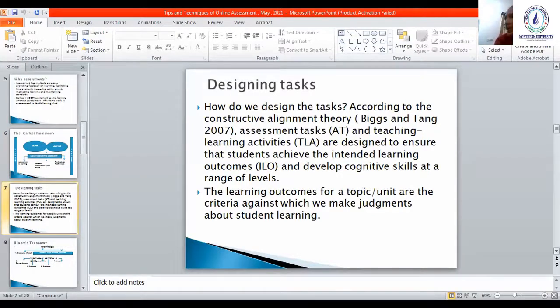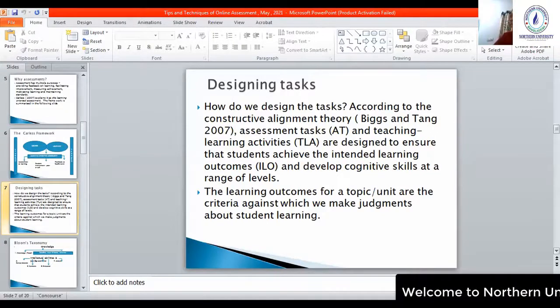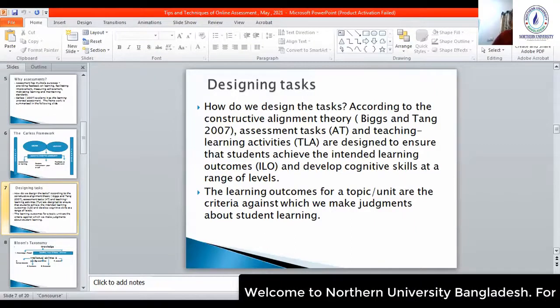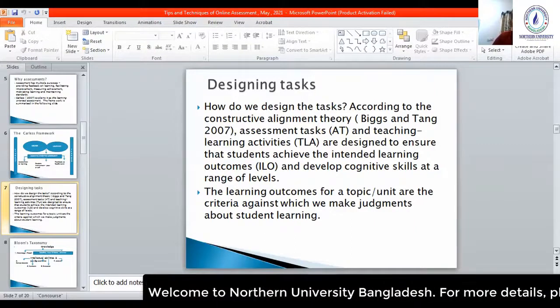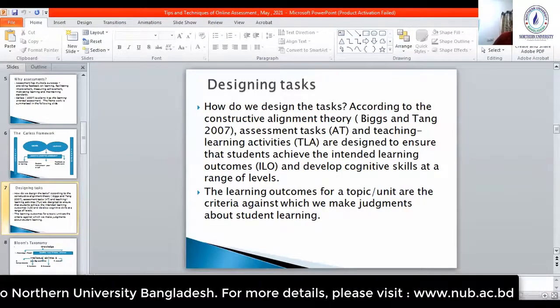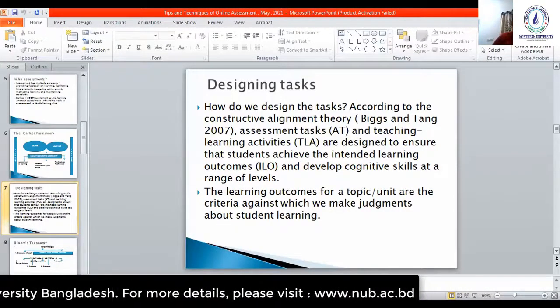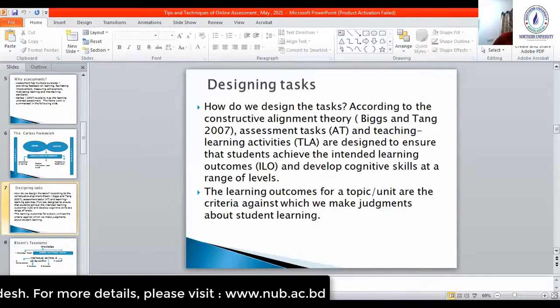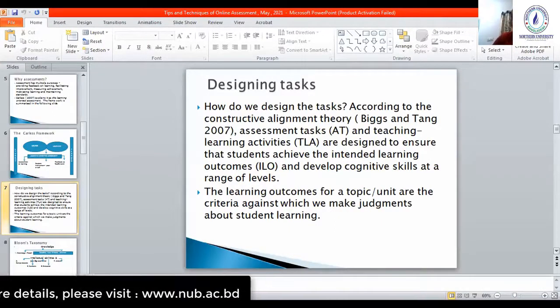So if this is the framework, how do we design the task? It is the teacher's challenge to design the task. And it's a theory given by Biggs and Tang in 2007, where they talk about assessment tasks and teaching-learning activities. These are designed to ensure that students achieve the intended learning outcomes. Learning outcomes are extremely important, and they develop cognitive skills at a range of levels. We will discuss that in the next slide. So how do we design the task?